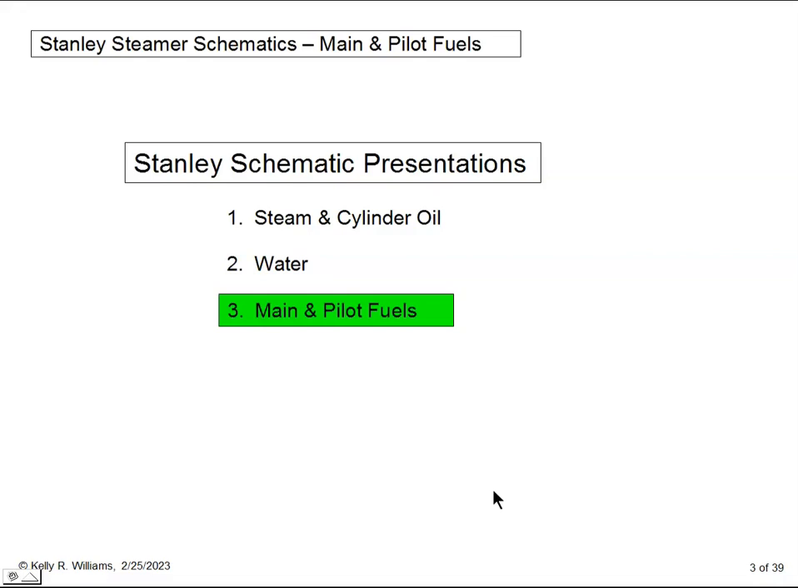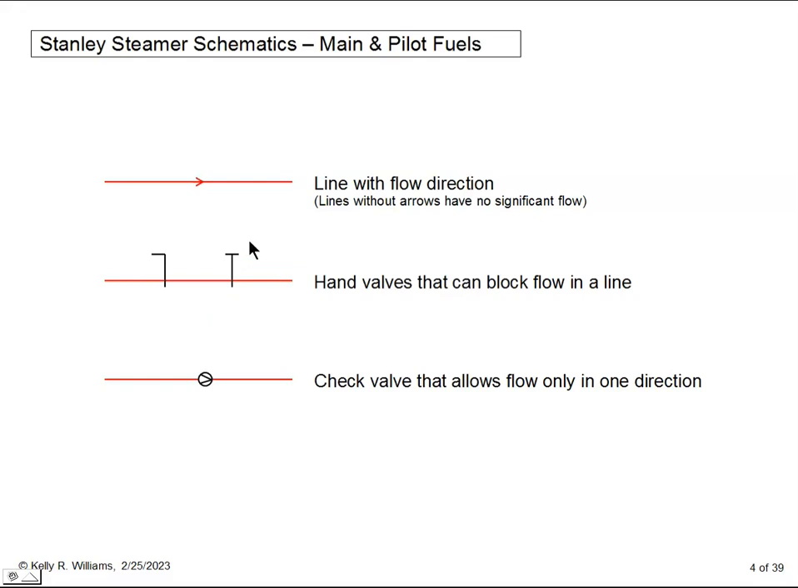First, let's take a look at some of the symbols I use, because these are not industry standard pipe fitter symbols for these functions. A red line represents a tube or a pipe, and if there's significant flow of the fluid inside of it, an arrow will show the direction of the flow. These are hand valves. The black line crossing the fluid line shows that they can block the flow at that point. And this is a check valve, which allows fluid flow in only one direction. In this example, fluid can move from left to right, but it can't move from right to left.